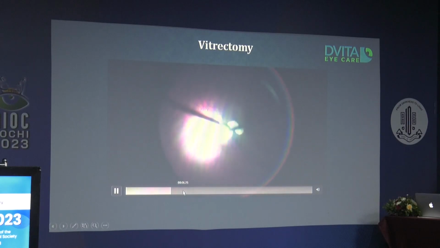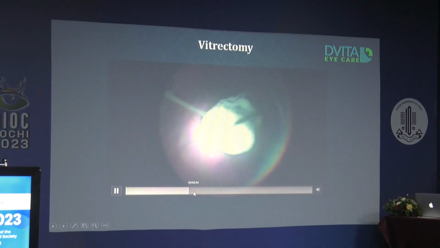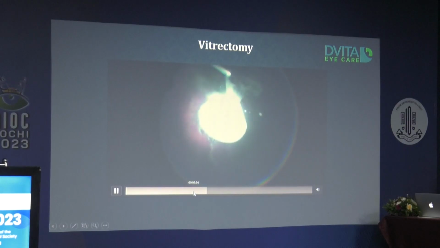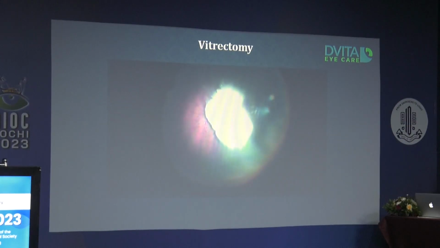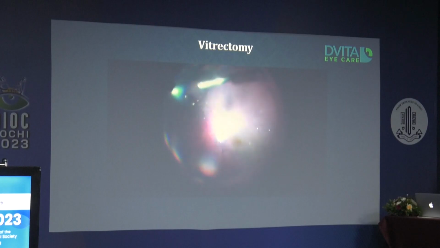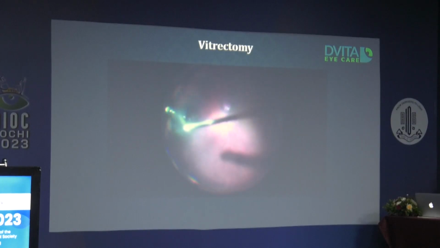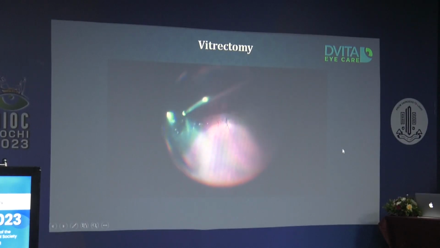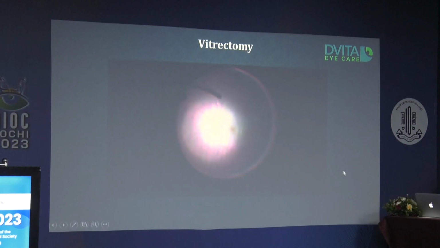After that, we induce PVD with the help of IVTA. In about 70% of cases PVD is there, but in a few cases the vitreous is very adherent to the membrane. So we have to take care. We have to pull gently. Next.